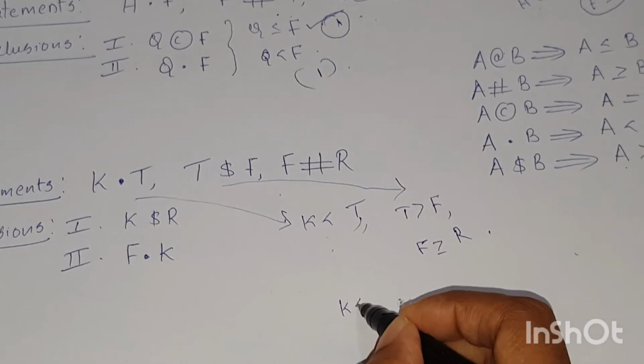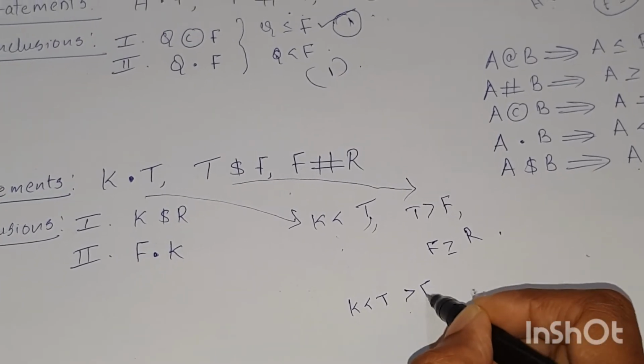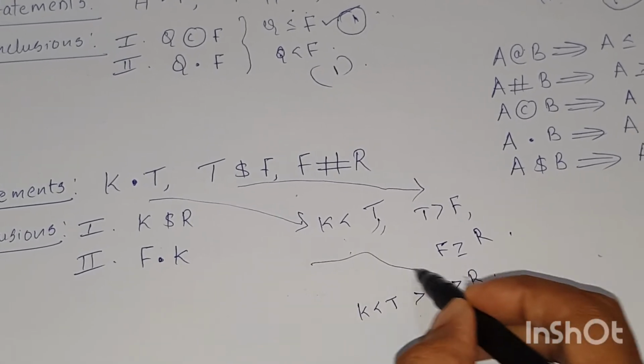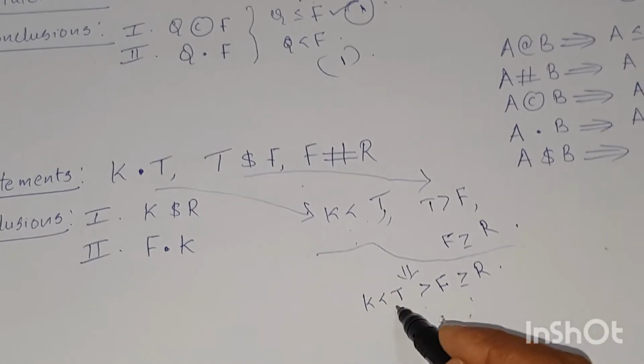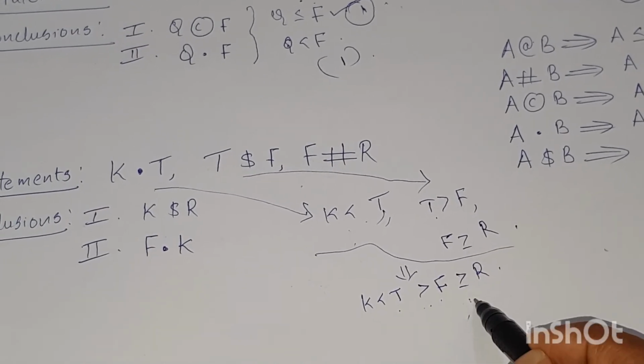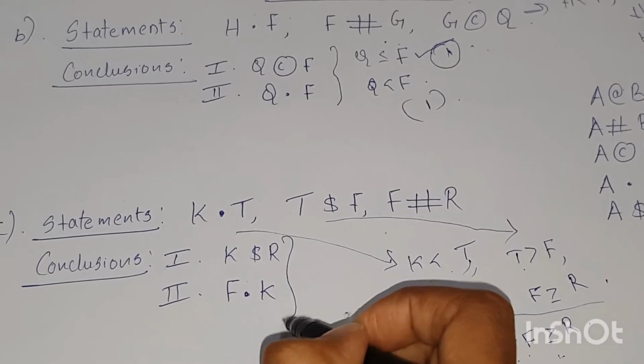K is less than T and that T is greater than F and that F is greater than or equal to R, right? So these statements can be rearranged like this. K is less than T and that T is greater than F and that F is greater than or equal to R. Now we can go to the conclusions.